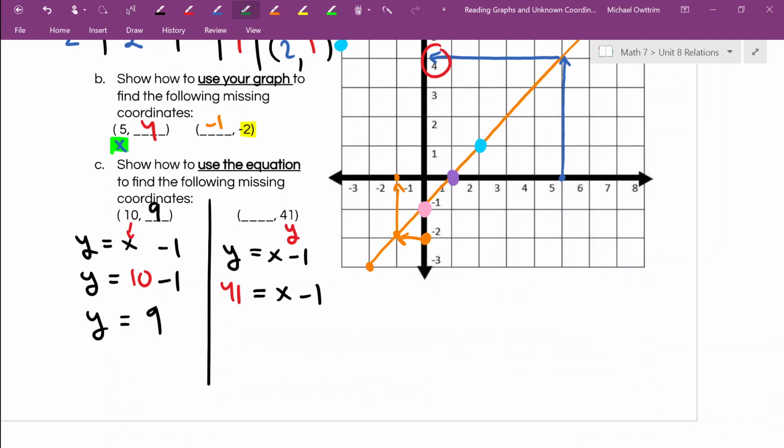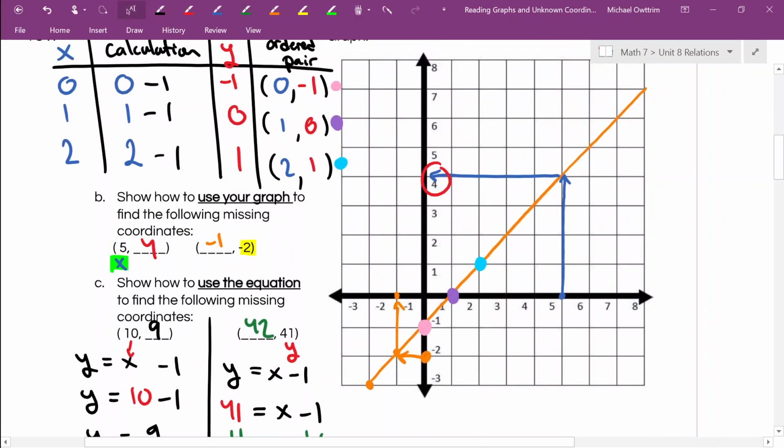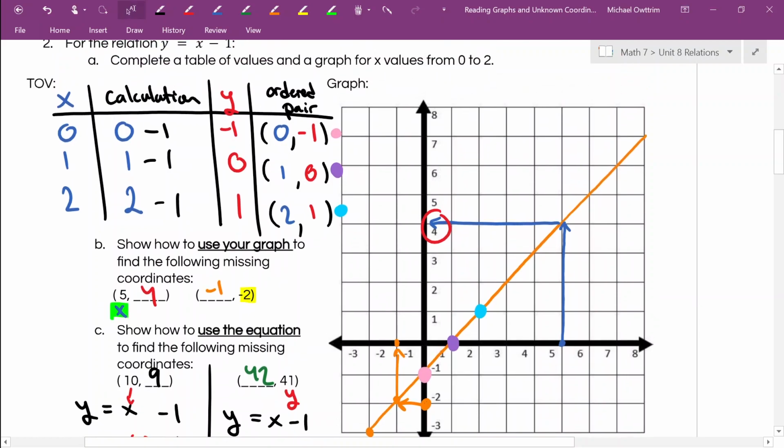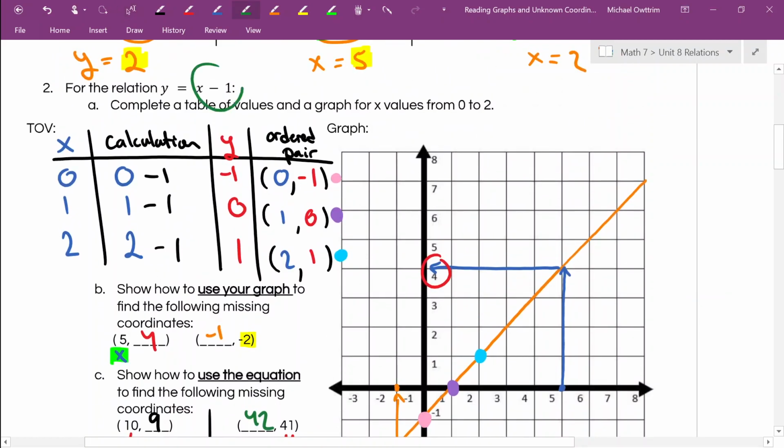The only thing being done to x right now is it's being subtracted by 1. The opposite of subtracting 1 is adding 1. And we can say that 42 is the x value at that time. You might notice that in this particular relation, the y value is always 1 less than the x value, which makes sense from our equation.